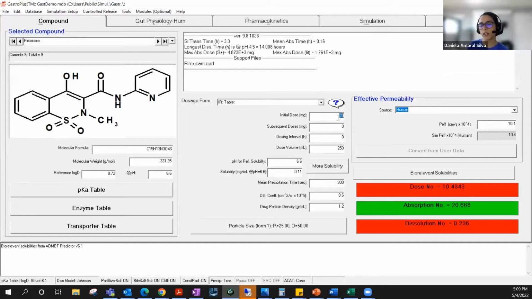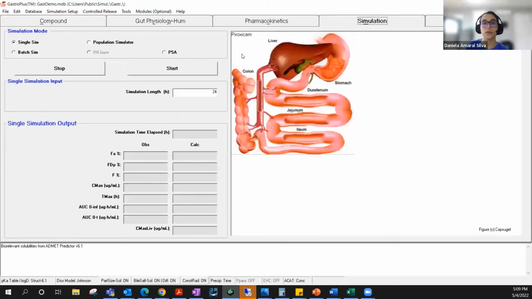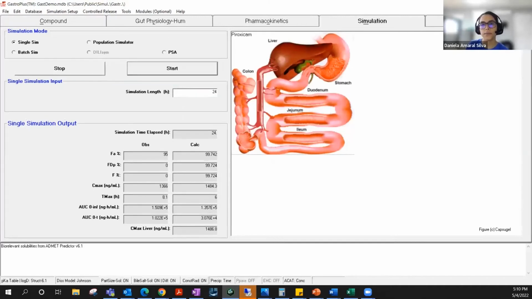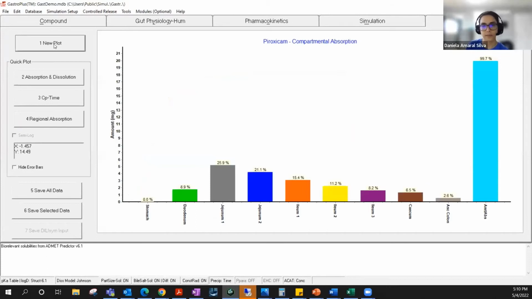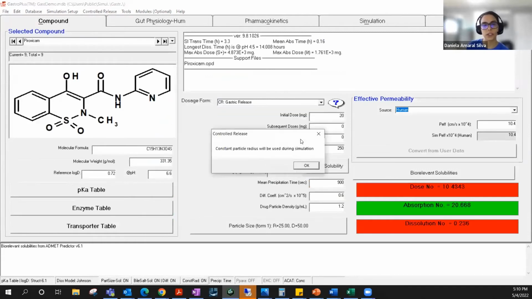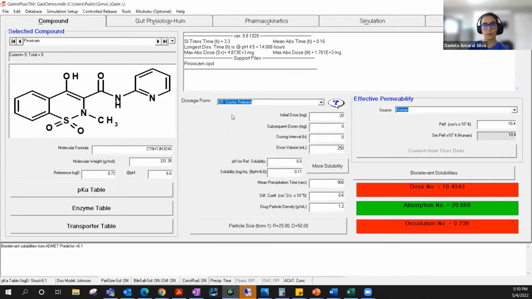So the next thing that we would ask them, for this particular drug, is to look into the regional absorption. Like I showed before, we saw that the jejunum was where most of the absorption was occurring with an immediate release tablet. Here, we would change to a controlled release gastric release tablet, and explain to them that the tablet would then be retained in the stomach for longer.